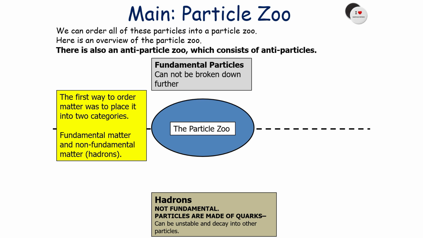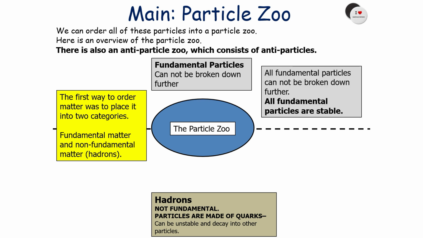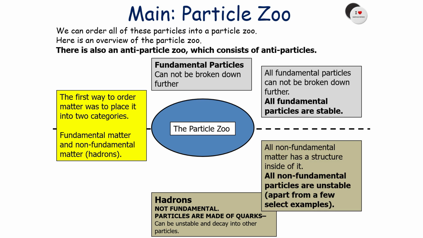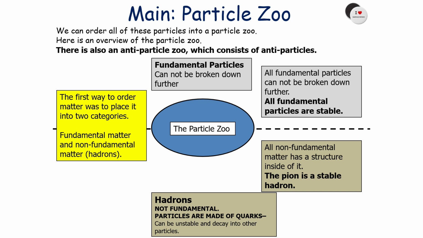Now there are two main categories of the particle zoo. The fundamental particles, which can't be broken down any further, and hadrons, which are not fundamental particles and are made of quarks. They can be unstable and can decay into other particles. Now all non-fundamental matter has a structure inside of it, so all non-fundamental particles are unstable apart from a few select examples. The proton is a stable hadron. The pion is a stable hadron.